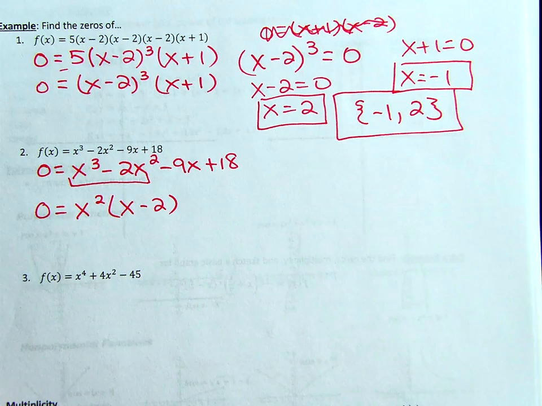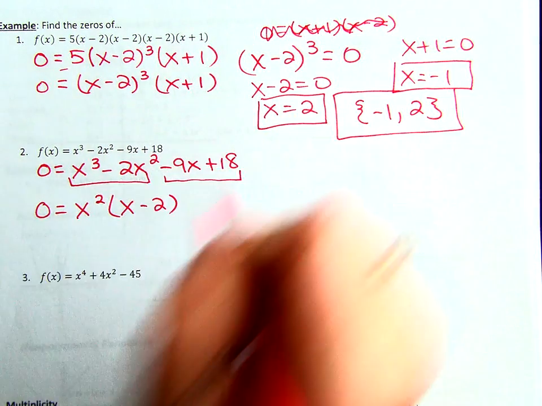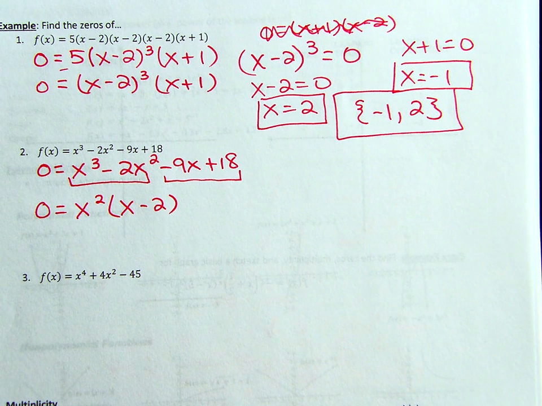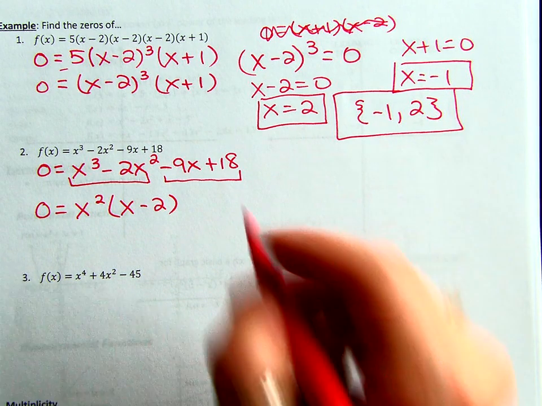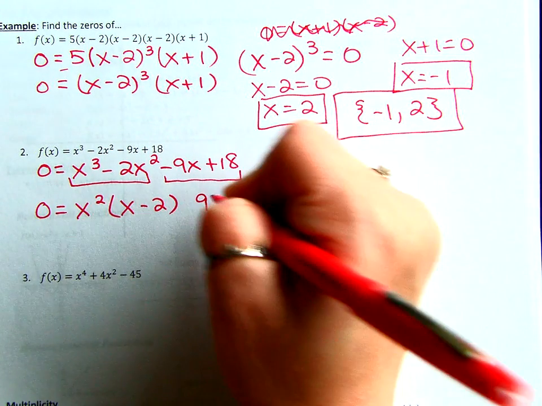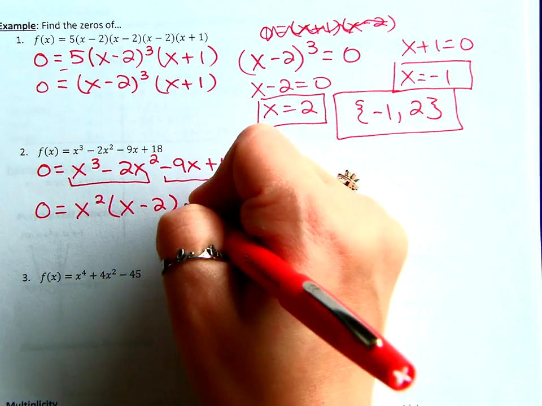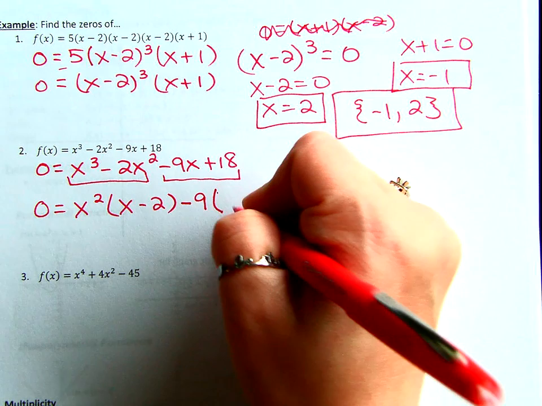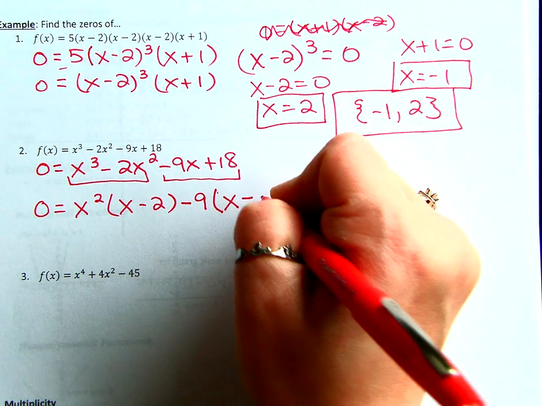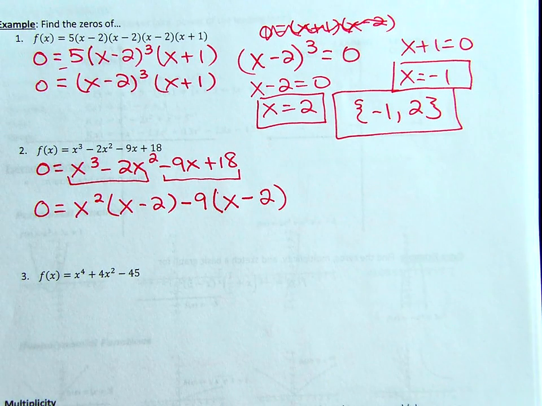Now, once I've done that, I'm going to look at the next set of terms. The goal when you factor by grouping is to get the exact same thing inside your parentheses. So what do negative 9x and a positive 18 have in common? 9. If I pull out a 9, that's going to leave me with a negative x plus 2. I've got to pull out a negative 9, that way, when I distribute that negative 9 in, I'm going to have a positive x and a negative 2, because I want the same thing inside those parentheses.